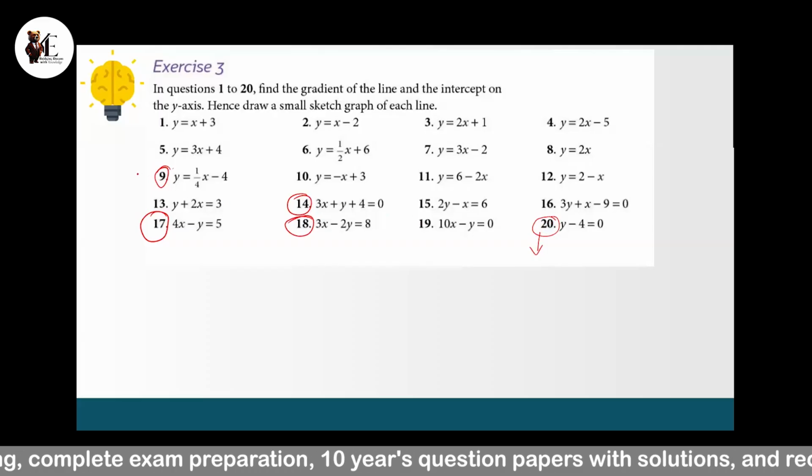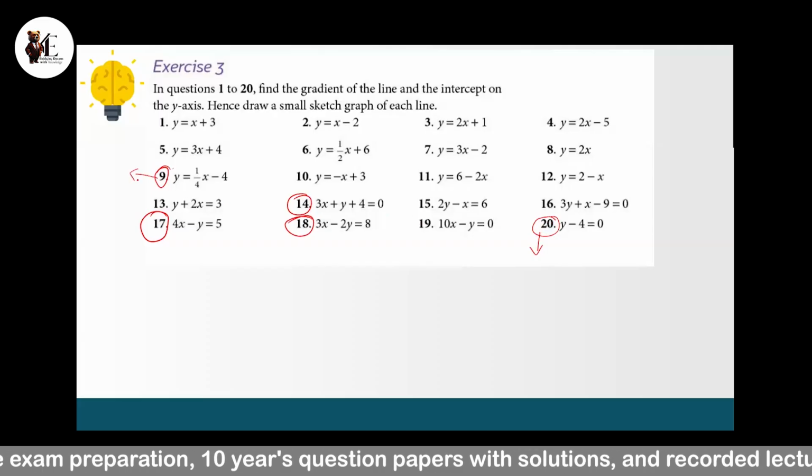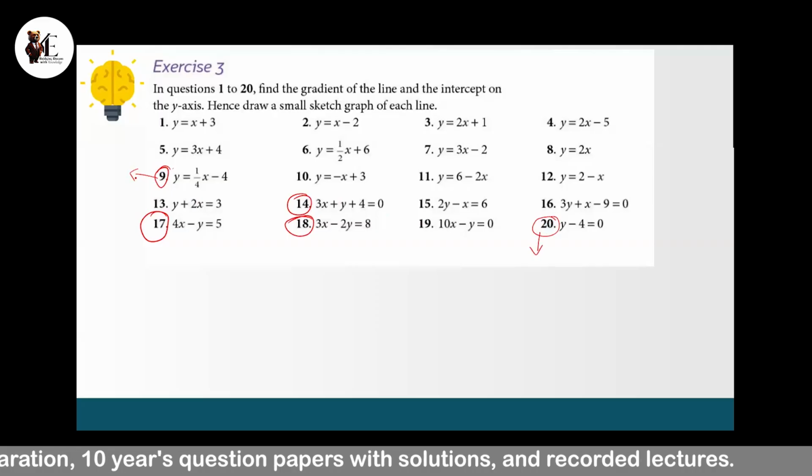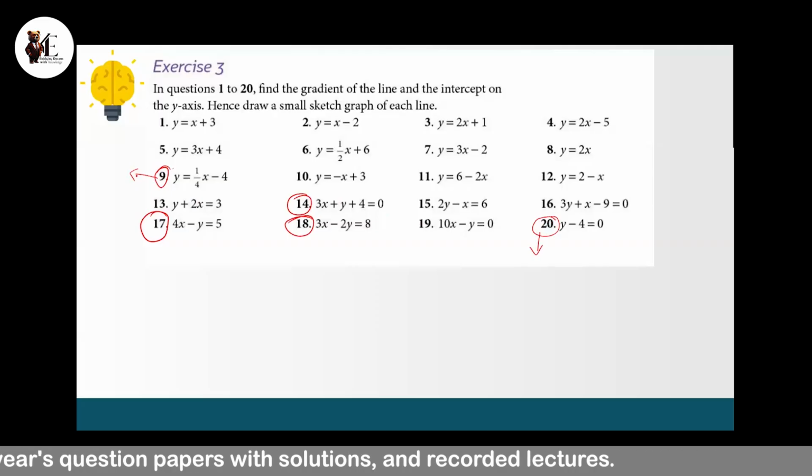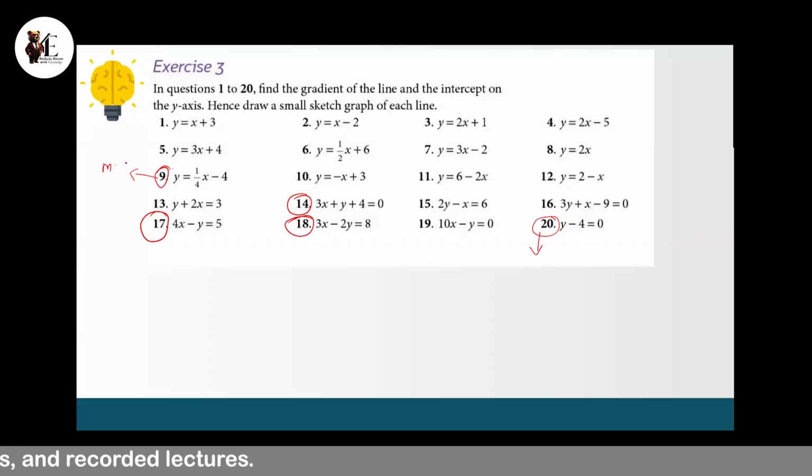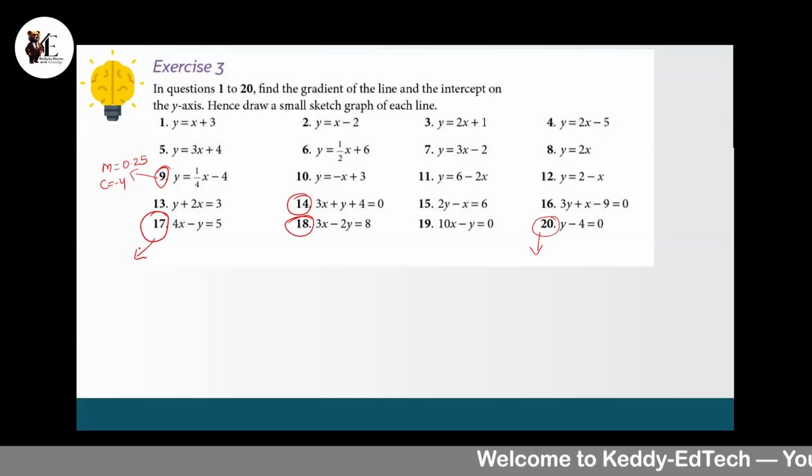Okay, and your answer for question number 9? I got M was 0.25 and C was -4. Okay, that's correct. And for number 17? M was -4 and C was 5.